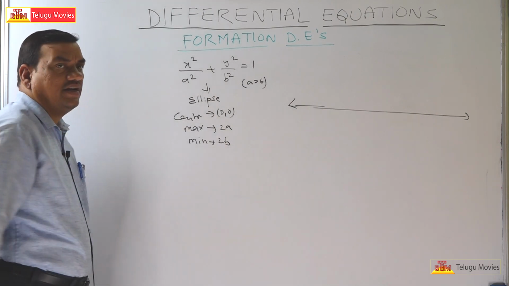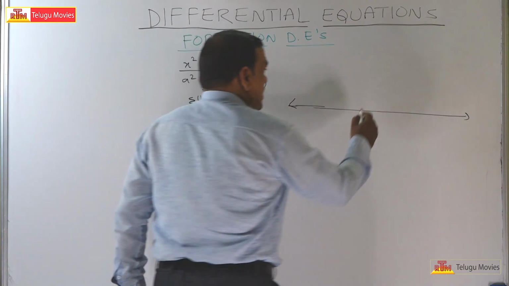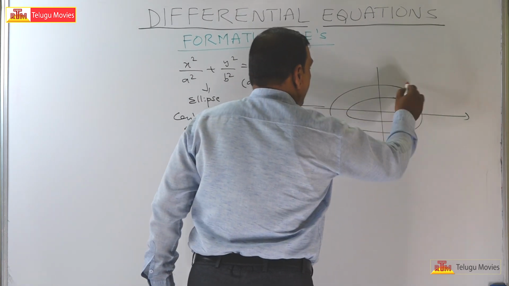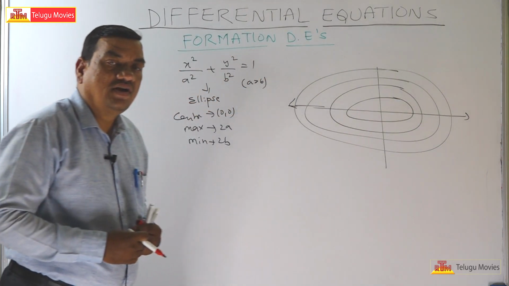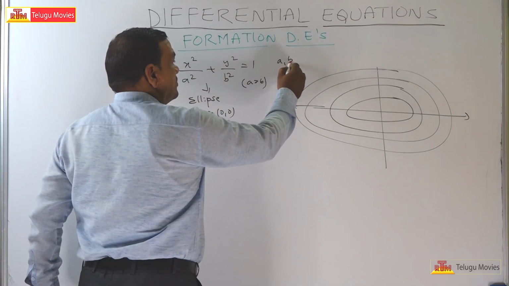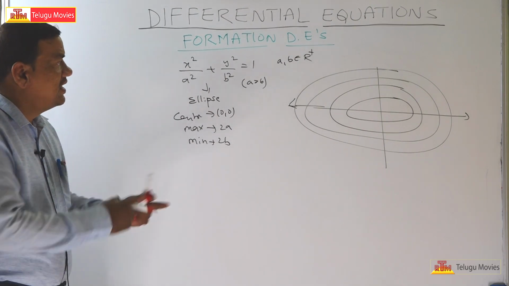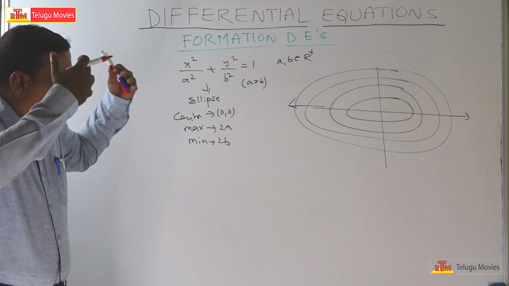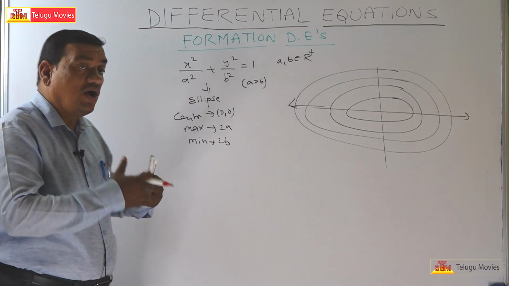Everything we learned in conic sections. That means, depending upon the values of a and b, you are getting a family of ellipses. Different ellipses you will get. So, how many ellipses will you get? a and b are sets of real numbers. Of course, a is the length of the semi-major axis and b is the length of the semi-minor axis. Okay, so you are getting an infinite number of ellipses.